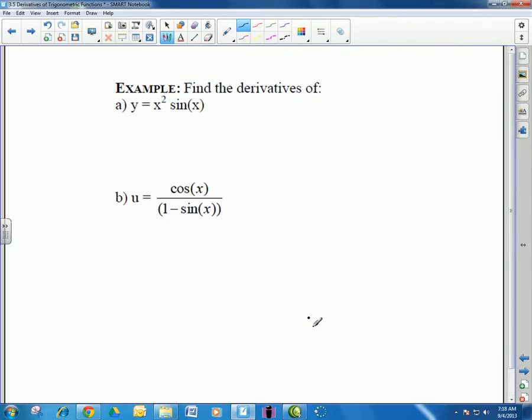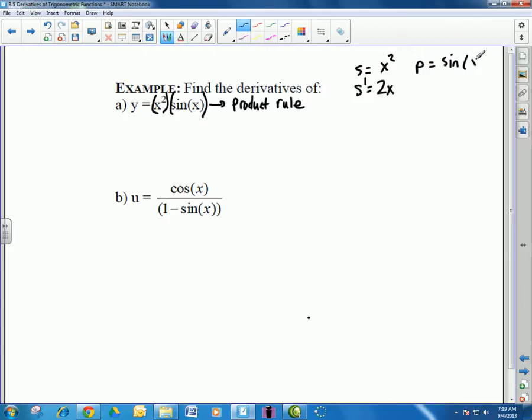Okay, so let's take a look at an example here. Find the derivatives of these two functions. So first of all, you have x squared sine of x. You notice that in this case, you are going to have to use the product rule, because you have two functions being multiplied together. So you have to use the sip and piss rule, whatever you want to call it, where your s is x squared, so s prime is 2x, and your p is sine of x.